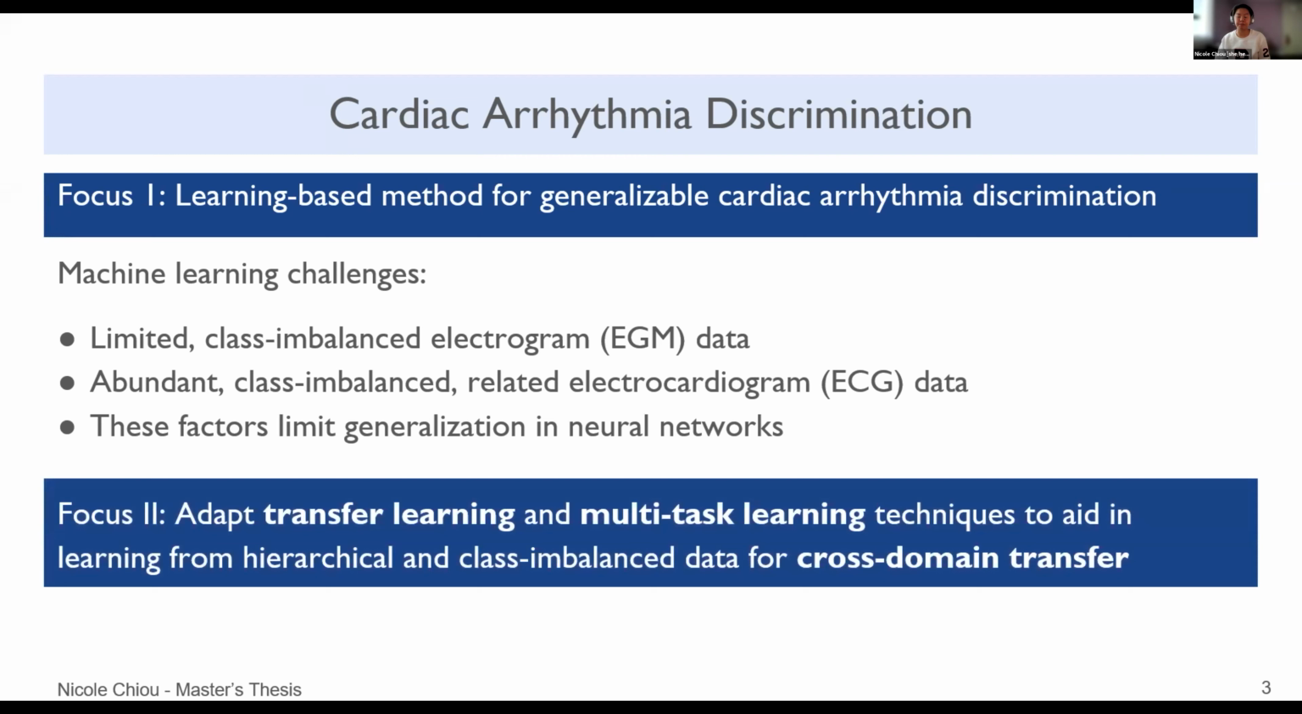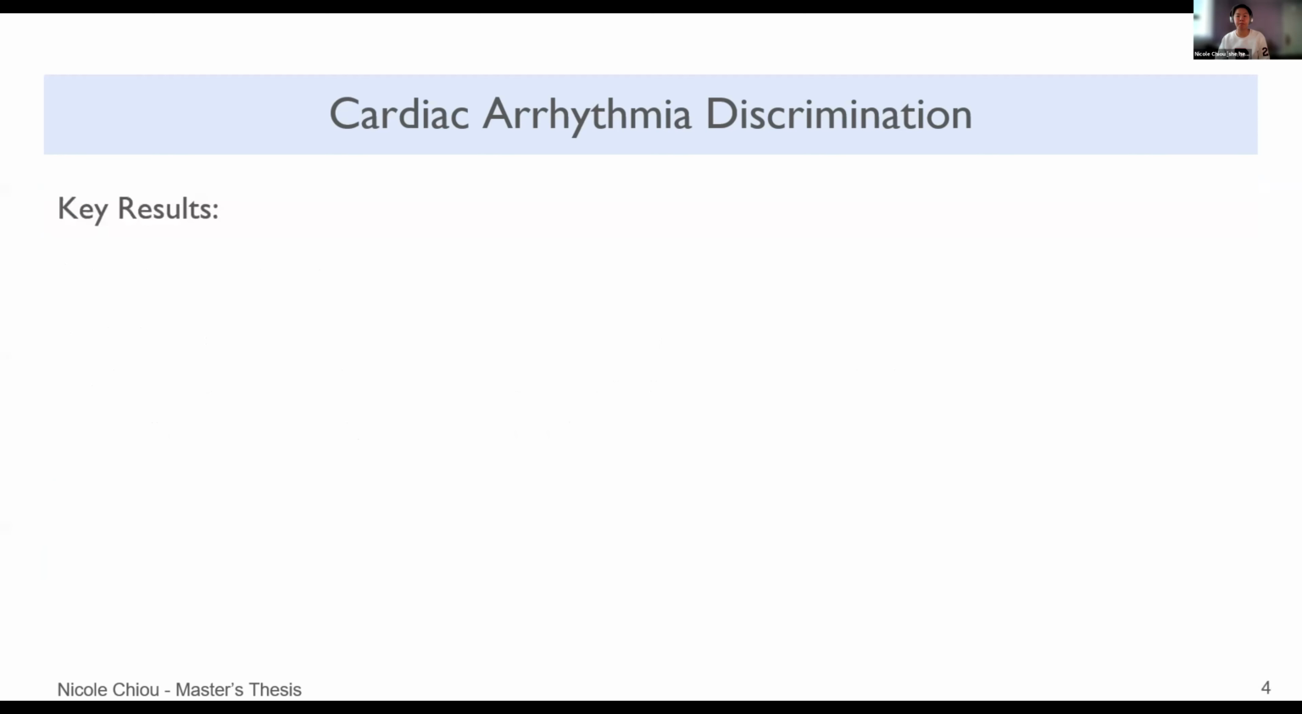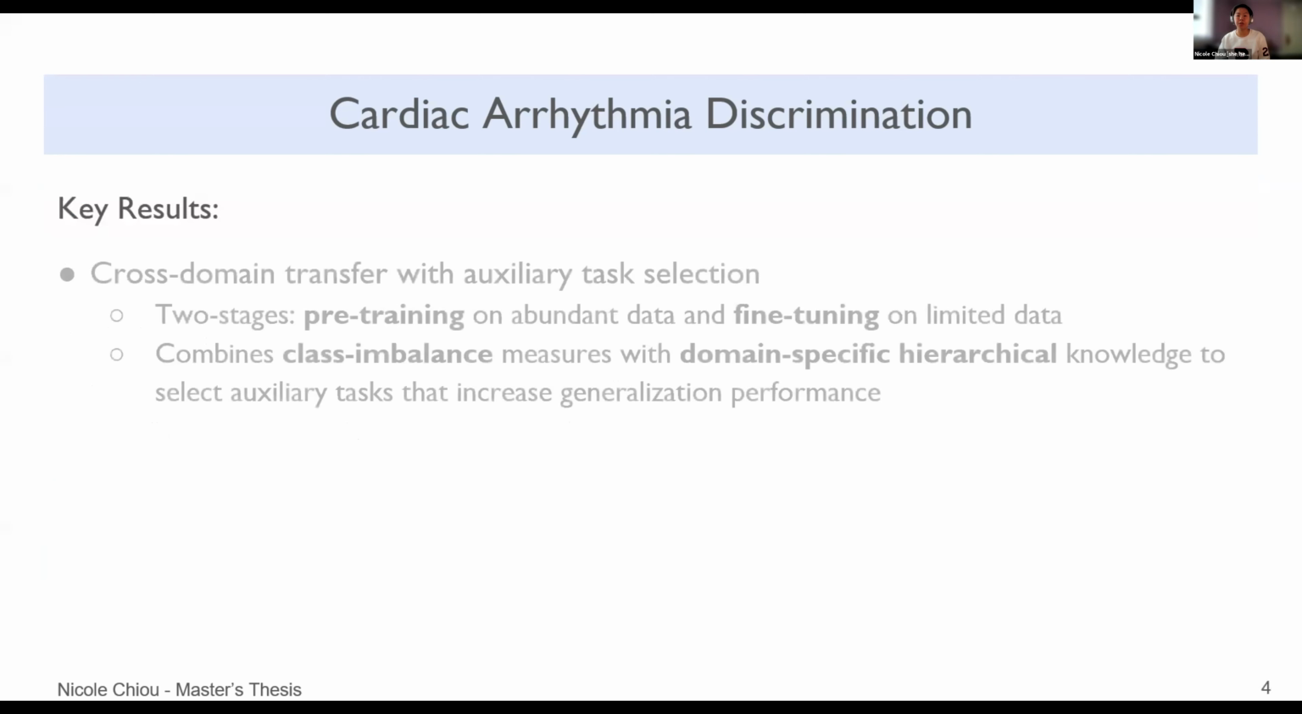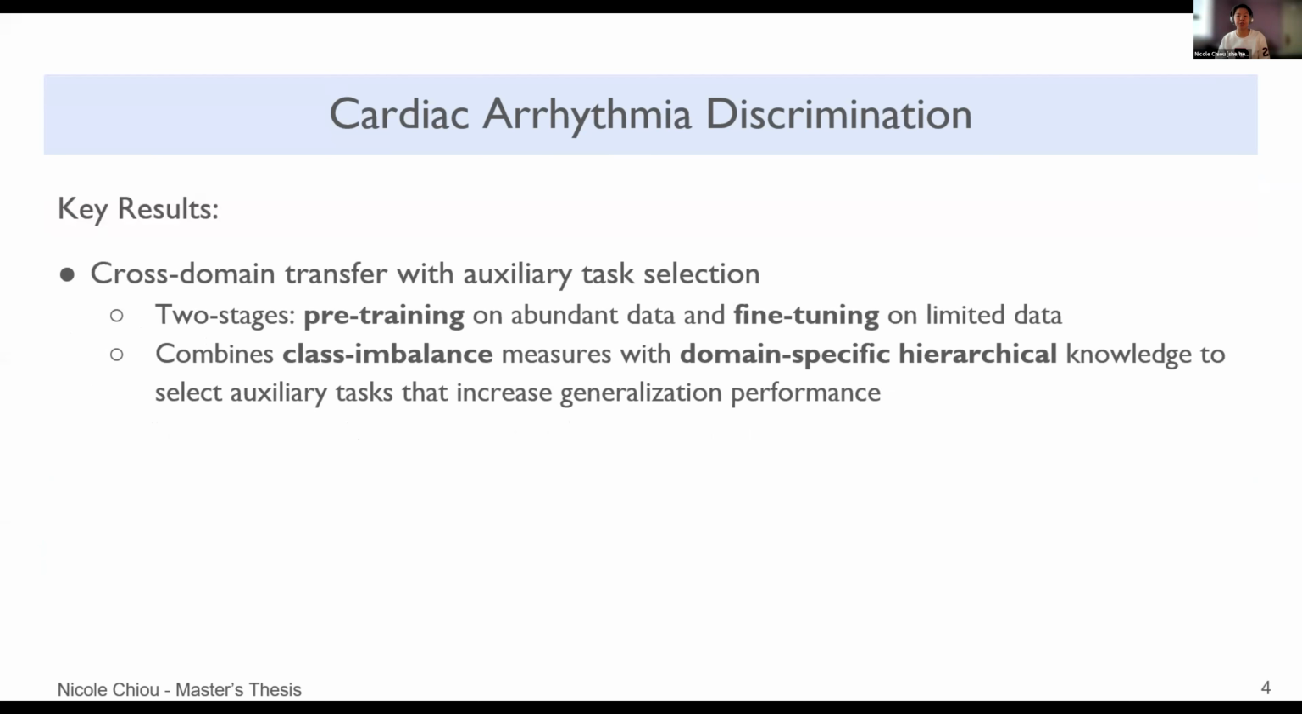In this thesis, I aim to adapt transfer learning and multitask learning techniques to train neural networks that learn better from hierarchical class imbalance data and can be used for cross-domain knowledge transfer. The key result of this work is a cross-domain transfer approach with auxiliary task selection criterion. Transfer is done in two stages, first pre-training on abundant data from the source domain, and then fine-tuning on limited data from a target domain.